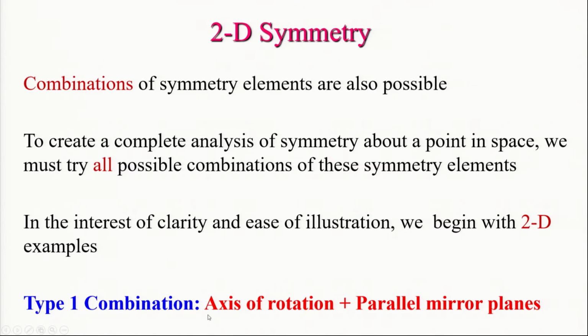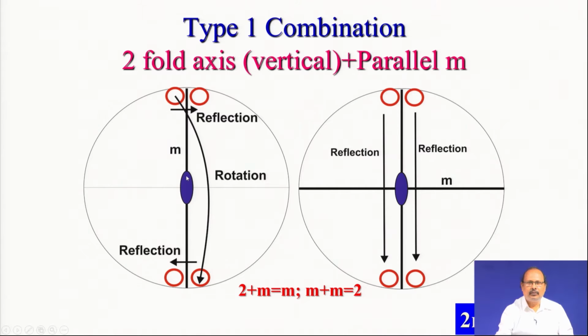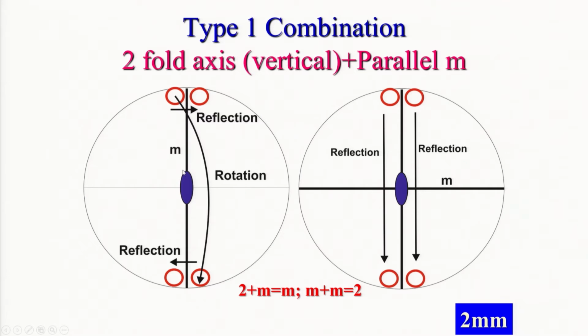So, we will start with a two-fold axis of rotation, of this orientation here. This is vertical, and the projection of a vertical axis on this two-dimensional plane of drawing is a point, and I am showing that this is a dyad axis. You now know that the dyad is one where the repeat angle is 180 degree. And let us consider that we have a parallel mirror plane.